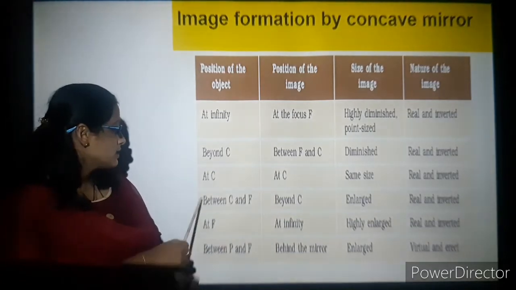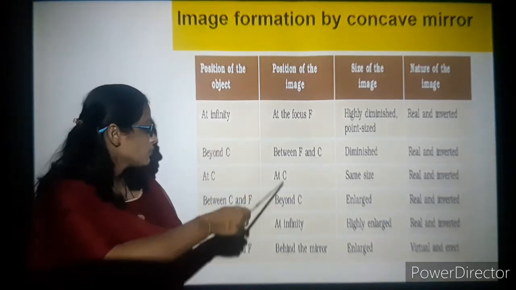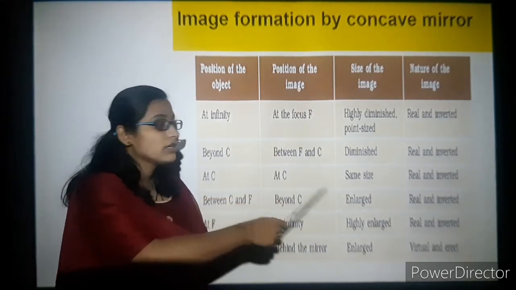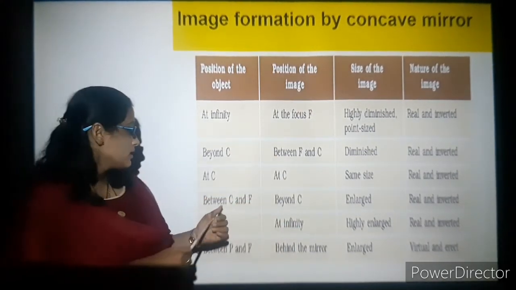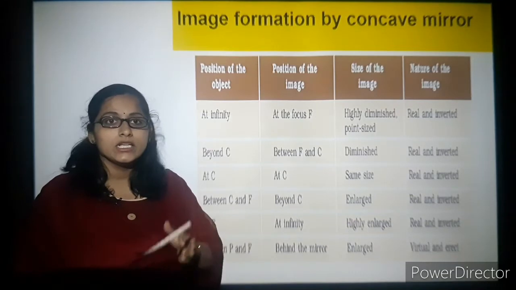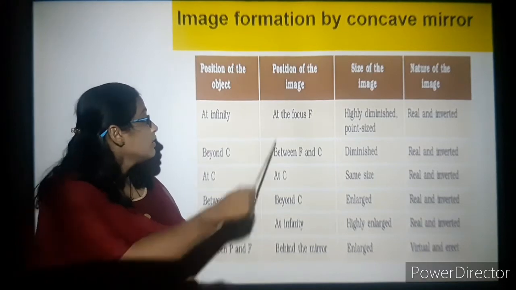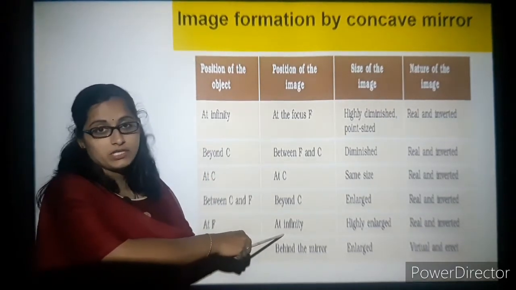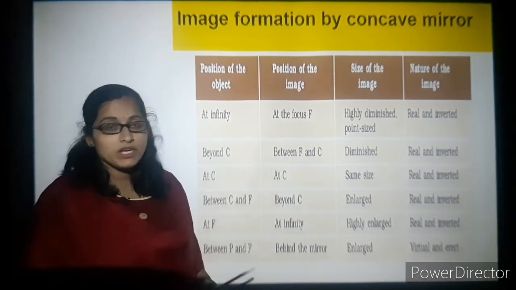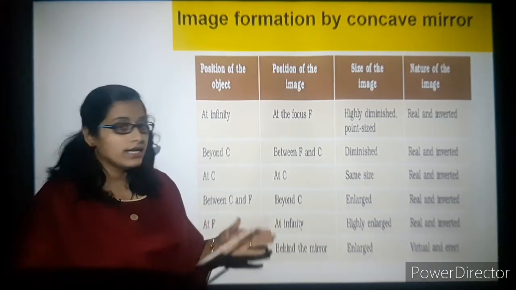Between C and F, if the object is placed, what happens? The image will go beyond C, and the size of the image will be enlarged. You can imagine that if it goes beyond C, the image will be large, and it will be real and inverted. If your object is placed at focus, then your image position will be at infinity, meaning at an infinite distance. How will the size of the image be? It will be highly enlarged, and the nature of the image will be real and inverted.